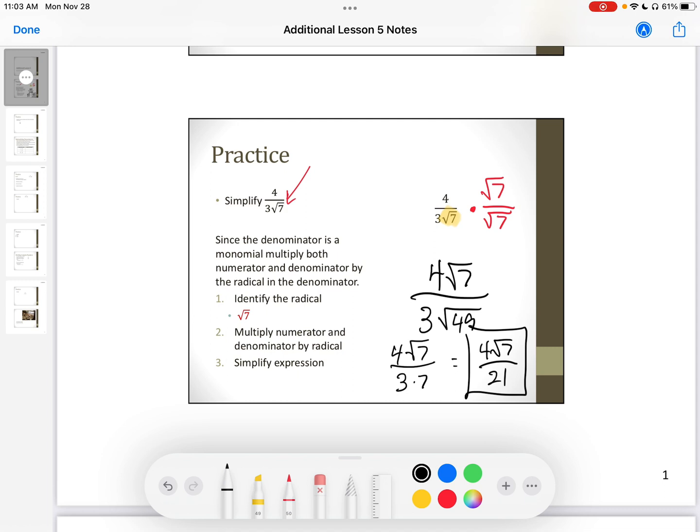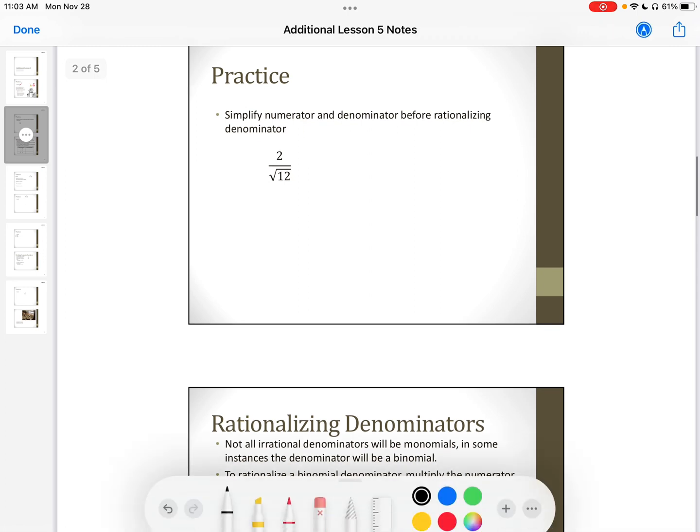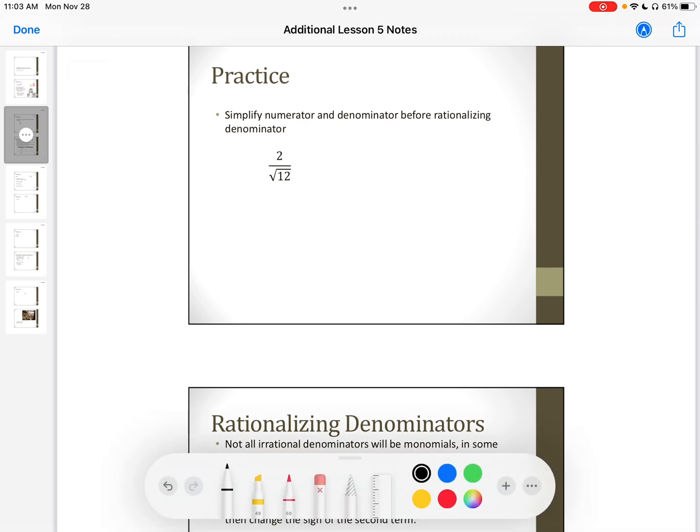This is called a monomial, basically there's just one term on the bottom. All you have to do is multiply by whatever that radical is, and that allows you to get the radical to the top. It allows you to rationalize the denominator. We're going to go through one more practice with a monomial. I've got 2 over the square root of 12. There are a couple different ways that you can do this, one of which is to multiply by whatever radical is on the bottom to get rid of it. So I do the same on the top and on the bottom.